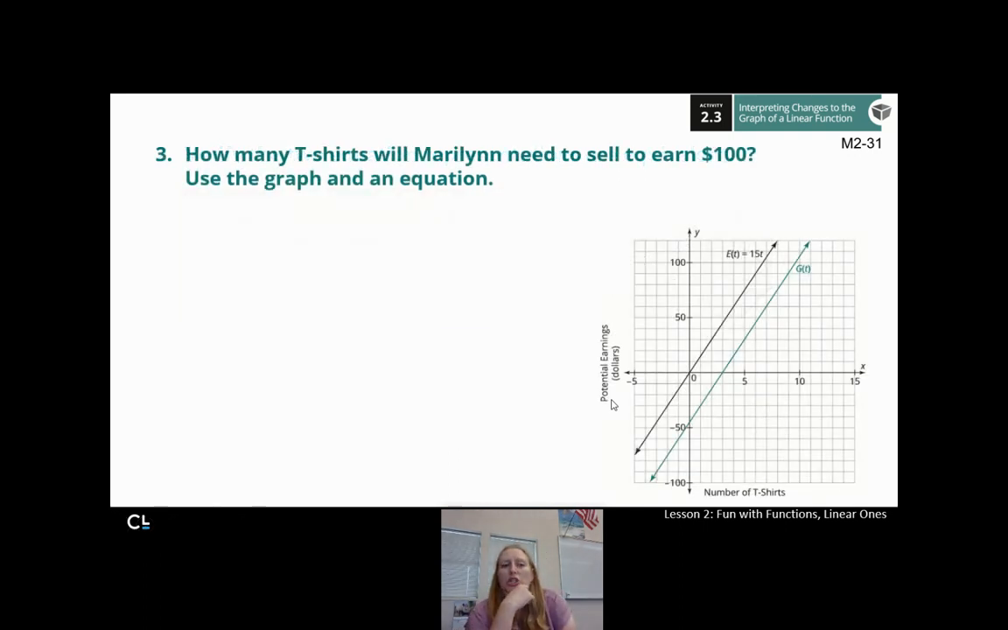So now I have another question. You remember last time where we figured out how many t-shirts Marilyn would need to sell to earn $100? But now we have a new situation where she's giving away 3 t-shirts here. Use this graph and an equation. Remember we had 2 methods of solving this. I would like you to figure out how many t-shirts Marilyn needs to sell to earn $100. Go ahead, hit pause to work this out. Hit play when you're ready to check your work.